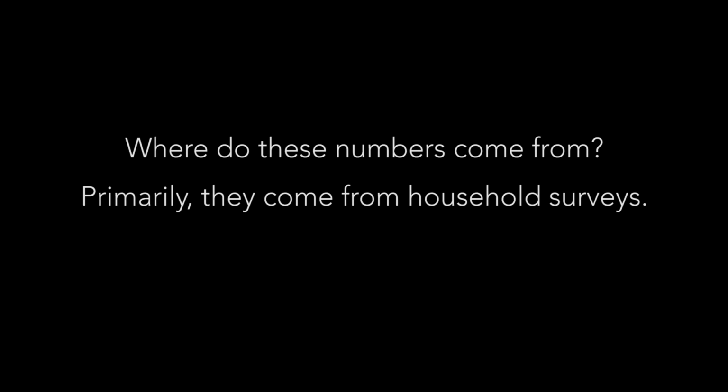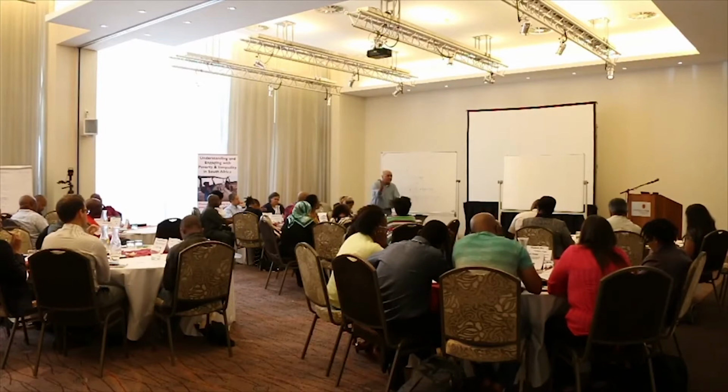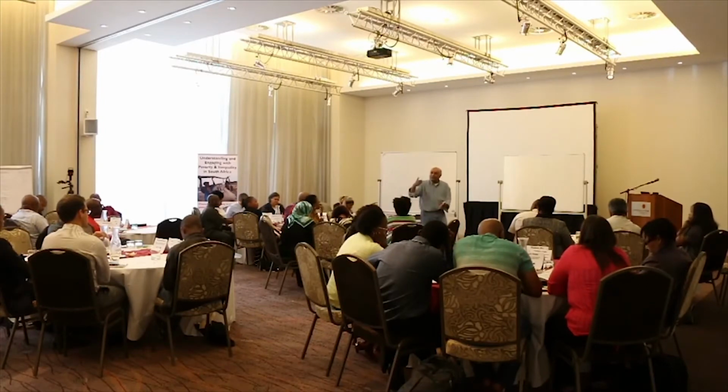So where do these numbers come from? Where do these 4, 6, 8 numbers come from? They come from a number of sources, again, as you know, but primarily they come from household surveys. It's actually not income that we use, it's expenditure data that we use. And this is true whether it's South Africa, India, Bangladesh, any of these countries. It's household survey data.